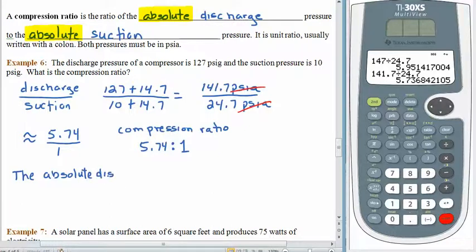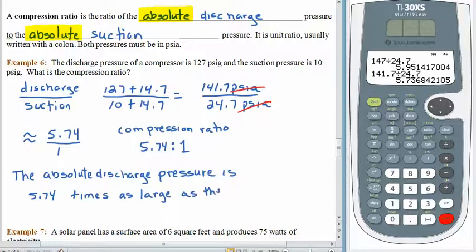And of course what this means is that the absolute discharge pressure is 5.74 times greater, or times larger, or times as large as the absolute suction pressure. And that's pretty much all there is to it.